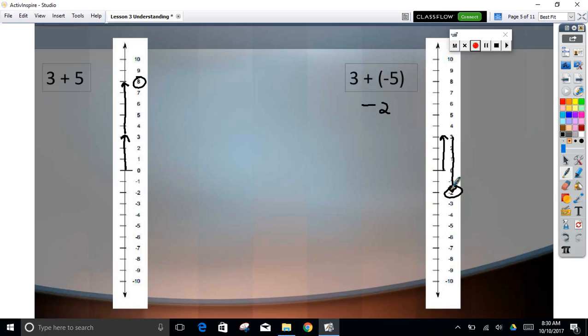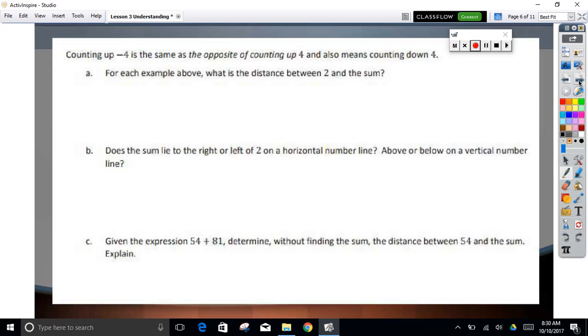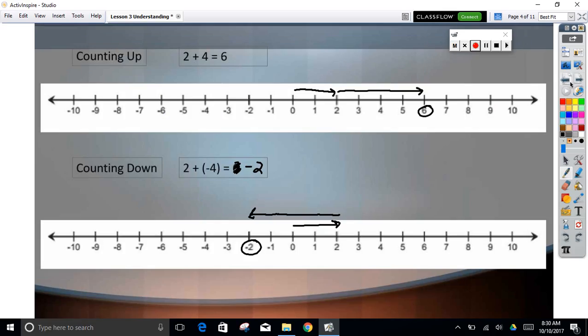Okay, so the examples ask you, it says counting up negative 4 is the same as the opposite of counting up 4. So the opposite of counting up 4 is to count down 4, and also means counting down 4. For each example above, what is the distance between 2 and the sum? So let's go back to these examples. What is the distance between 2 and the sum for this problem?